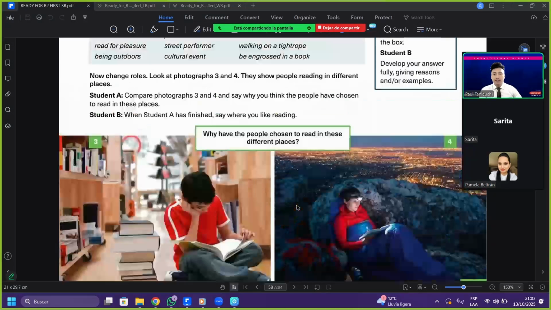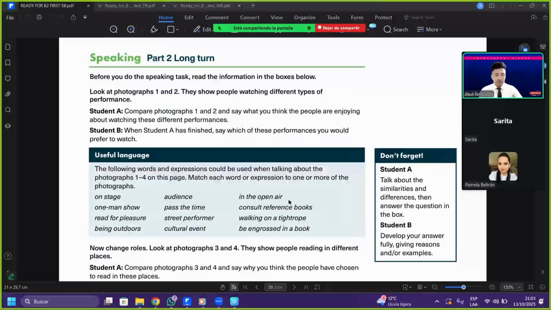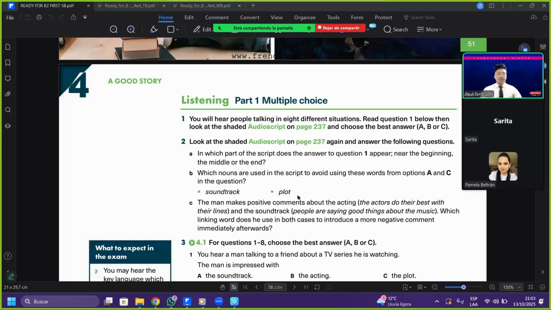All right. So this is how it works, this part. This is called the speaking part two of the B2 First exam. So let's move on to the next part, which is the listening part.